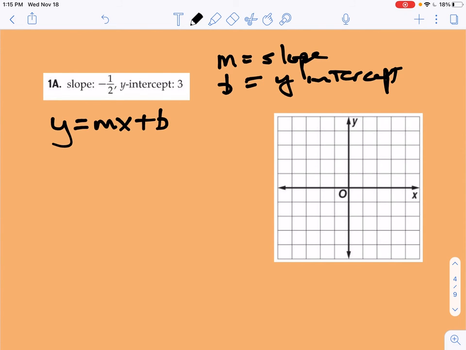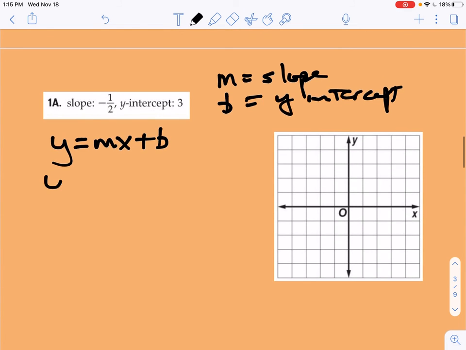All right, so I'm going to rewrite this as y equals, and instead of writing m, I'm going to find my slope, which is -1/2, and then put x after it. And then my y-intercept is 3, so I'm going to write +3. And you use the plus if it's positive, your addition sign. You use your subtraction sign if it's negative, right? So y = -1/2 x plus 3. Now we're going to plot this.